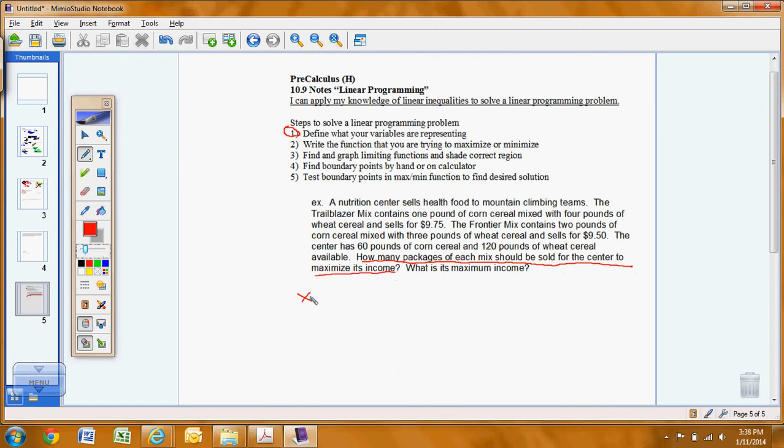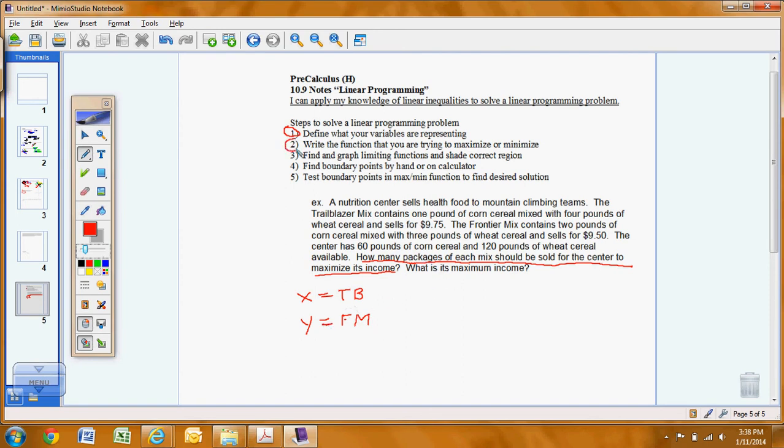So I'm going to make X equal the number of packages of, and I look through here, they have a Frontier mix that we're selling and a Trailblazer mix. So this would be like the Trailblazer mix, and maybe Y equals the Frontier mix. It's very important to find out what X and Y should represent, and that comes from that sentence.